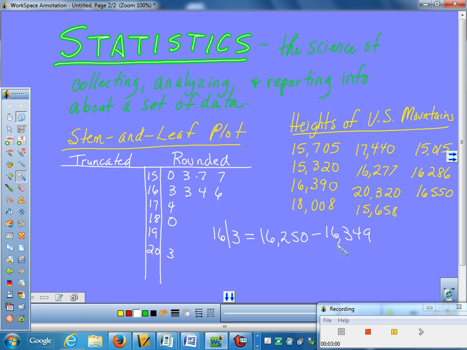Okay, so if you've rounded, you'll always have a range of numbers in your key. It won't be just one number.